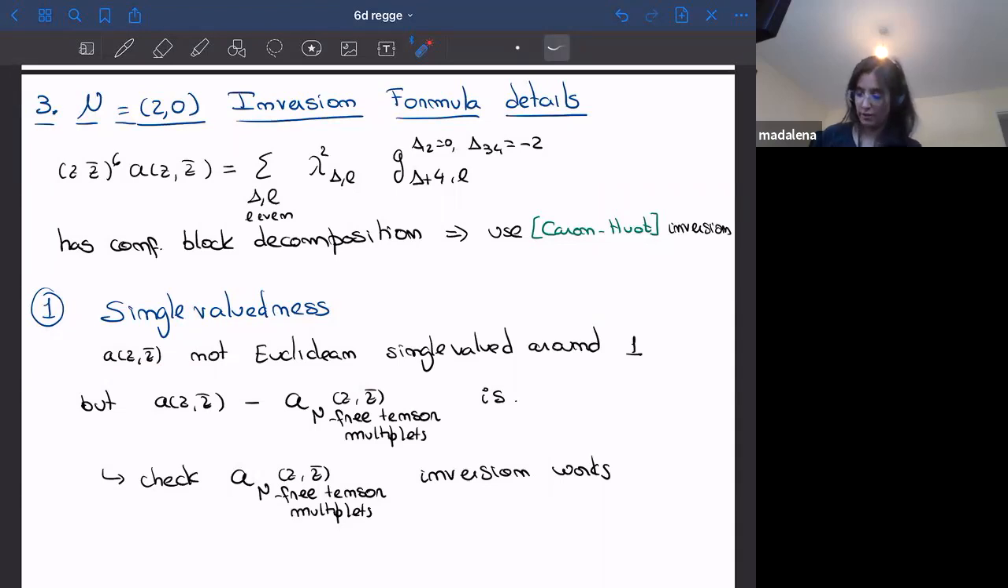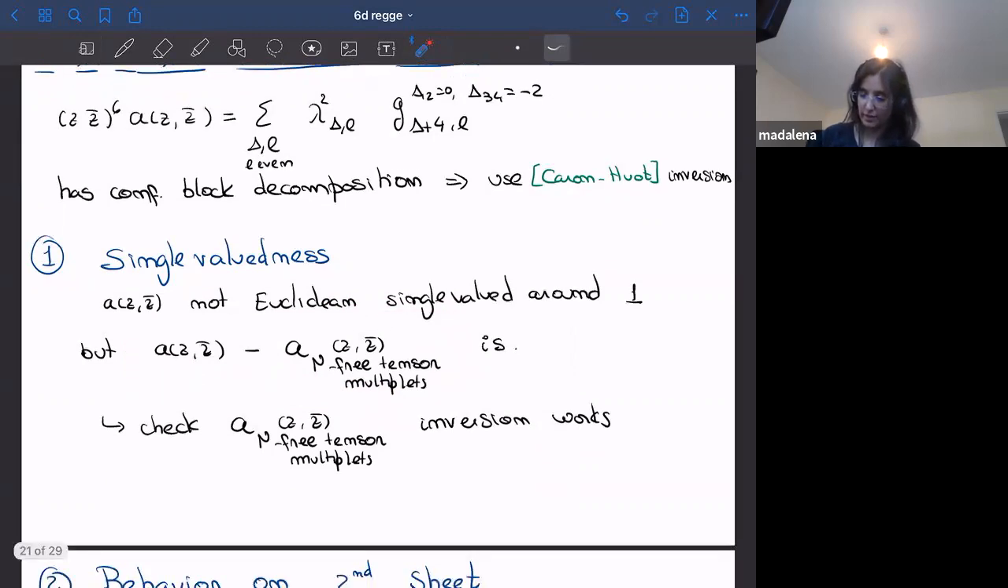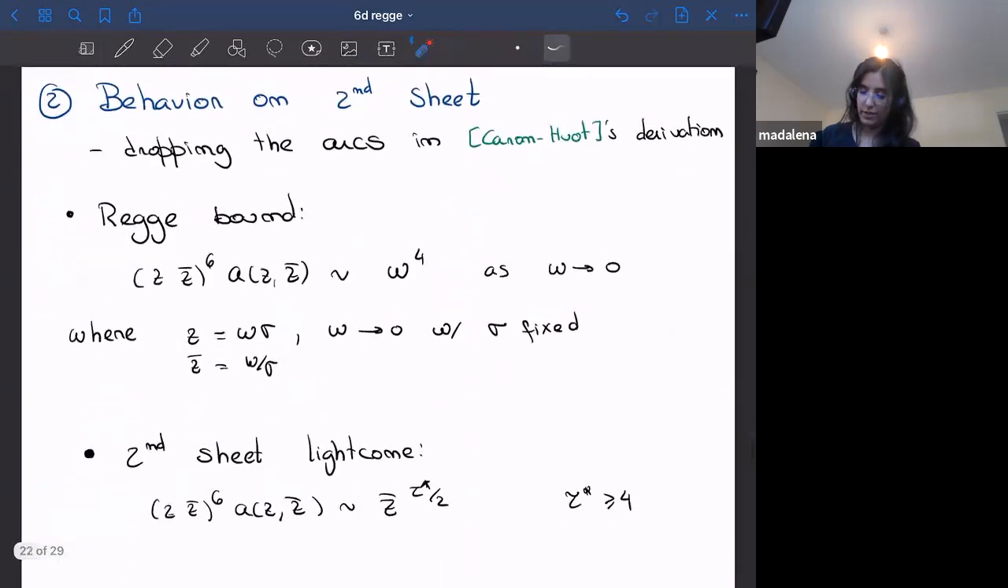But we just found a quick fix around it, which was to notice that this A, when subtracted from the A of n free tensor multiplets, is actually single valued. And then we can check that the inversion for this series of free tensor multiplets just works fine, and thus we can imagine inverting this subtracted correlator. And then single valuedness is not an issue. And the other thing is that we need to worry about when the arcs can be dropped, which was what gave the condition of L bigger than 1 for Simon's derivation. And so we obtain a Regge bound for all correlators.